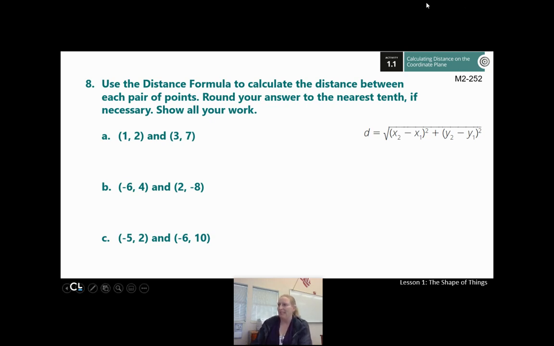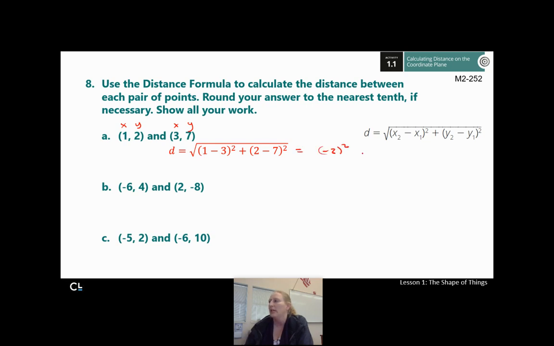All right, let's do this. I'm going to use my distance formula. I can see that these are my x-coordinates, 1 and 3. So I'm going to do 1 minus 3 in here. And then these are my y-coordinates, 2 and 7. So I'm going to do 2 minus 7 over there. And now this is just a matter of cleaning this up. So let's see, 1 minus 3 is a negative 2. 2 minus 7 is a negative 5.